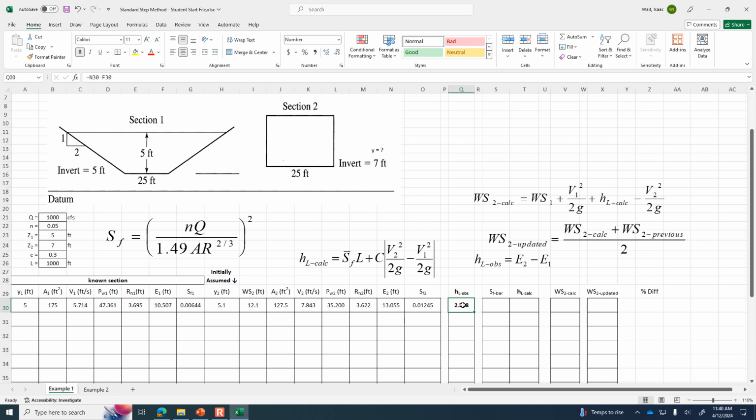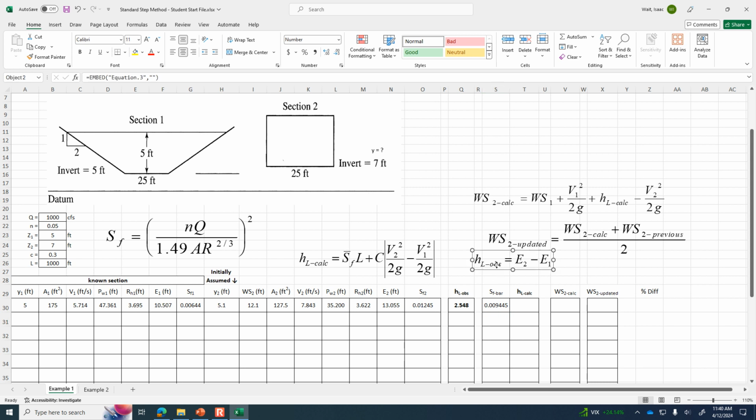And so now, what about S sub F bar? That's just the average of this one and that one, because this is the slope of the energy grade line at location 1, at location 2. The bar here, that just means the average. S sub F bar is the average. So it is location 1, energy grade line slope, plus location 2, energy grade line slope, close parentheses, divide by 2. So it's the average.